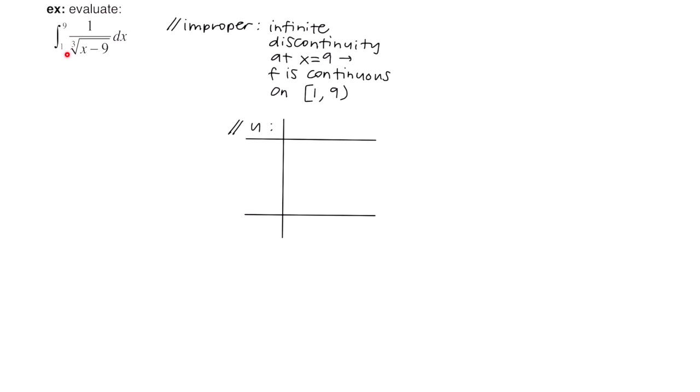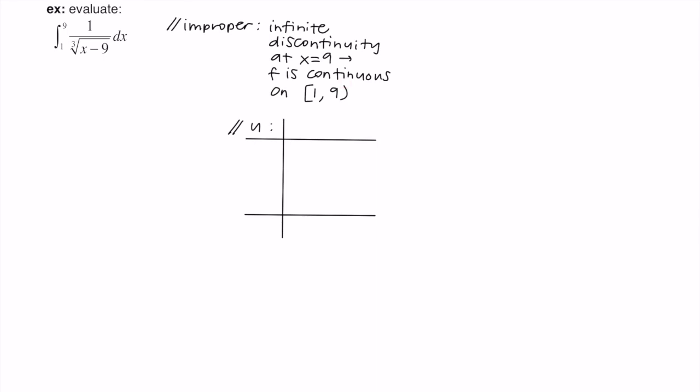This example says to evaluate the integral from 1 to 9 of 1 over the cube root of x minus 9 dx. So when looking at this function, you can see that we can't plug in 9 for x, and 9 is the upper limit. So I wrote this out. This is an improper integral. It has an infinite discontinuity at x equals 9.